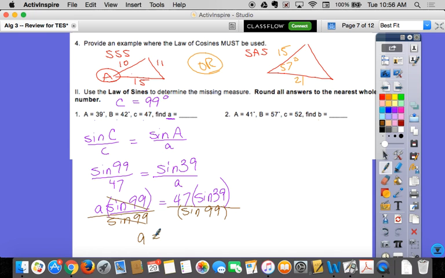Now, when you type that, type 47 times sine 39, enter, divided by sine 99. And you're going to get 29.9 or 30. 30 will be just fine. There you go. All right.